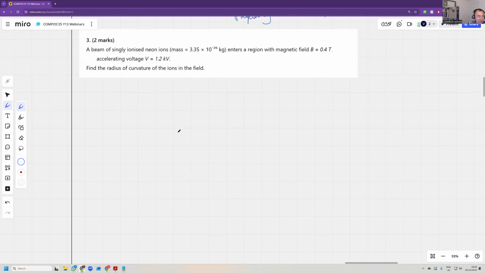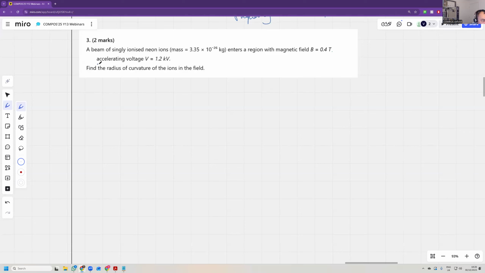3. A beam of singly ionized neon ions enters a region with magnetic field. Accelerating voltage is there. Find the radius of the curvature of the ions in the field. So it's a very similar question, except we don't need to know the speed. We need to work it out.